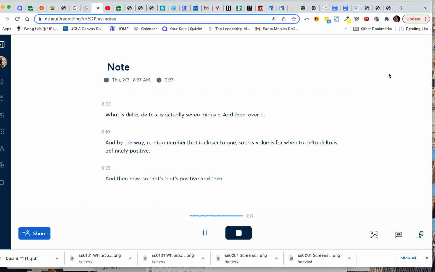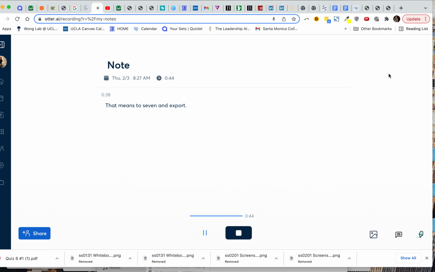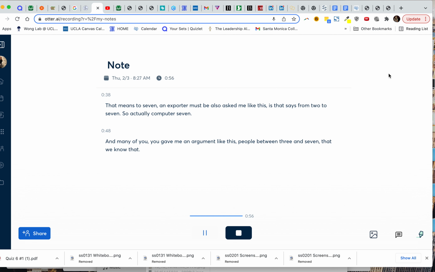And now, what is this f of x of k? Oh, that's this function right here. This is our function f of x k. And now the integral is from 3 to 7. It's not hard to see in this case: if x is from 3 to 7, and many of you gave me an argument like this, if x is between 3 and 7, then we know that x squared is between 9 and 49.